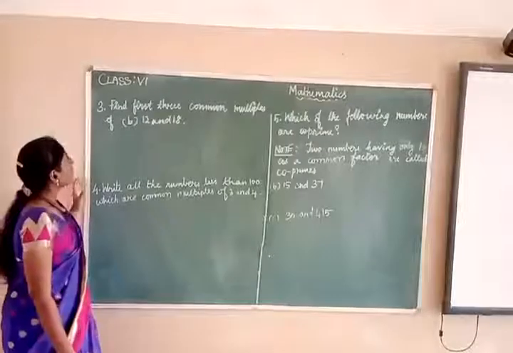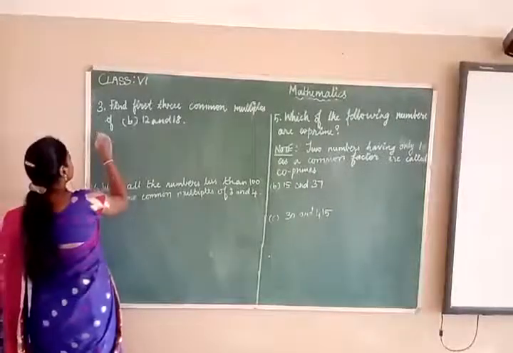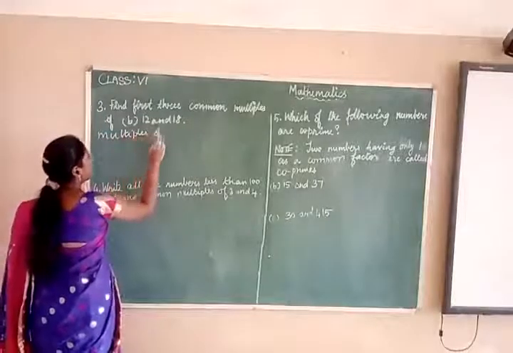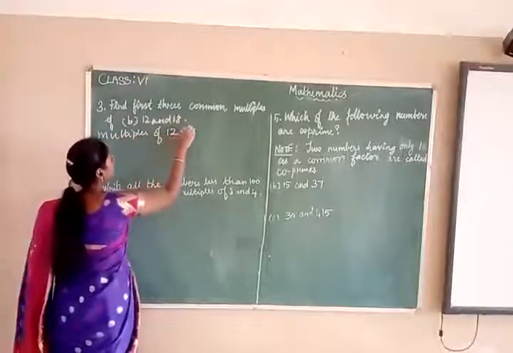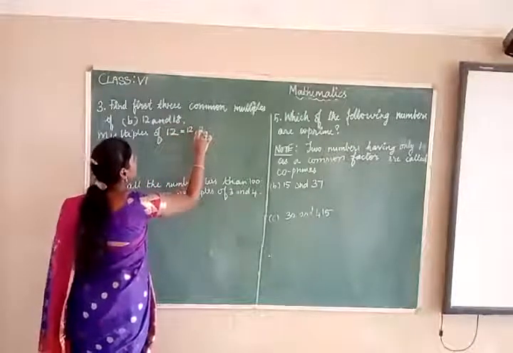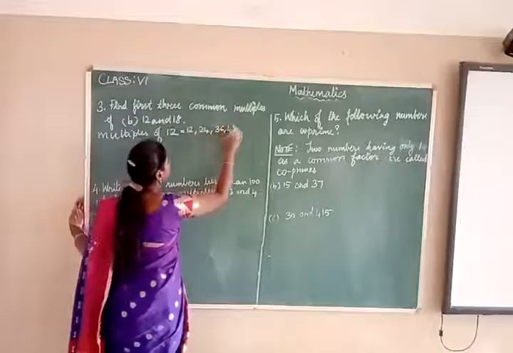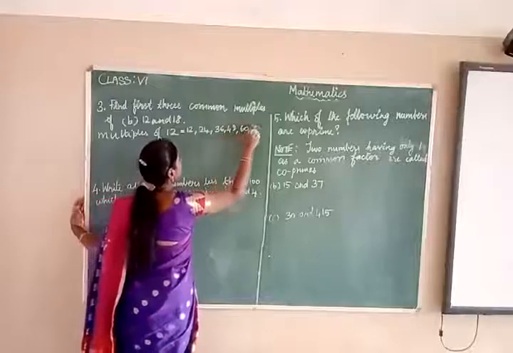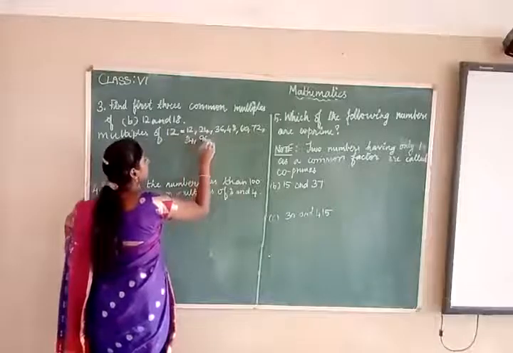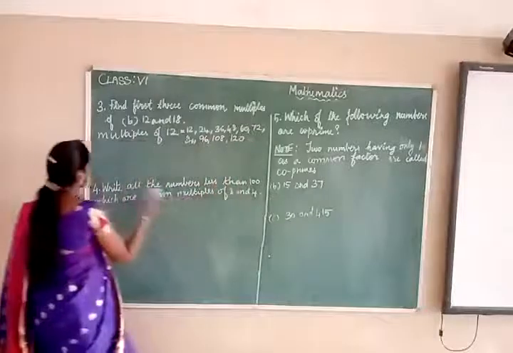Find the first three common multiples of 12 and 18. Let us write the multiples of 12: 12, 24, 36, 48, 60, 72, 84, 96, 108, 120.